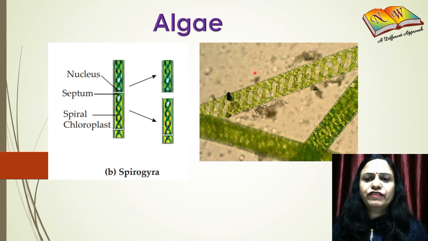This is the microscopic view of the filamentous algae Spirogyra, which is again green in color. You can see the chloroplast here is spiral in shape and it is again photosynthetic, and ribbon shaped chloroplast are the characteristic of this algae Spirogyra.